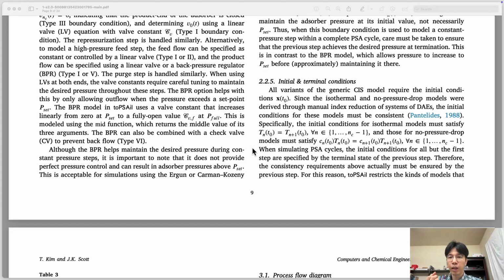So obviously we need some sort of initial conditions for solving a system of ordinary differential equations, because it's an initial value problem. For the state variables that we have in our system, mostly gas phase concentration, temperature, and adsorbed phase concentrations, we need to specify the initial conditions for them, right?